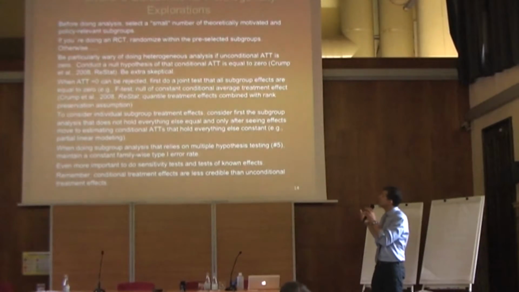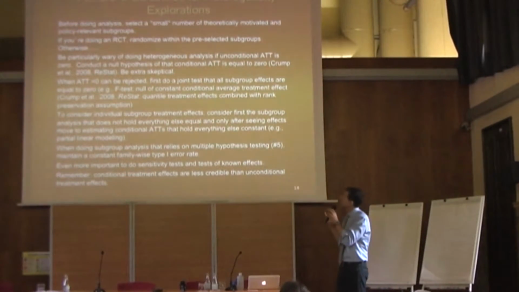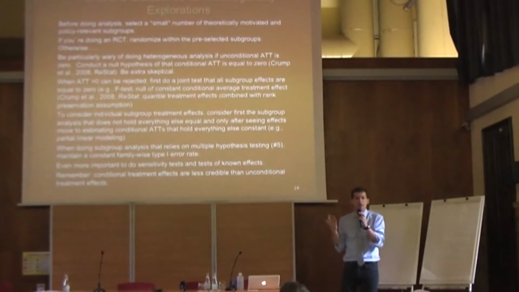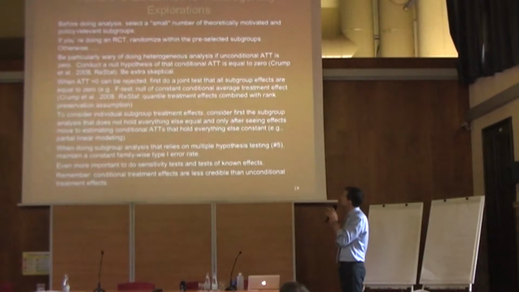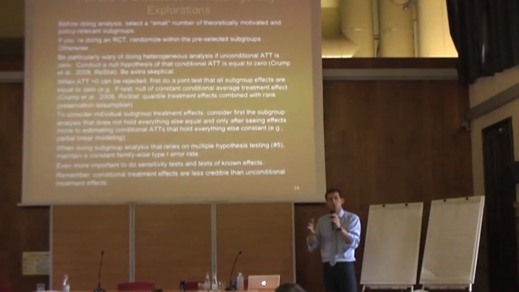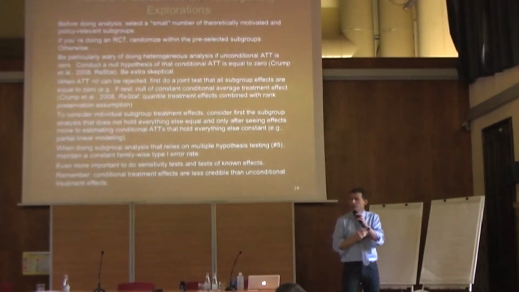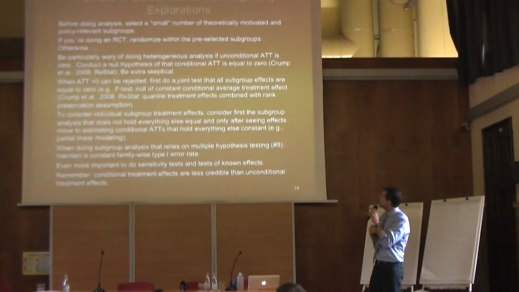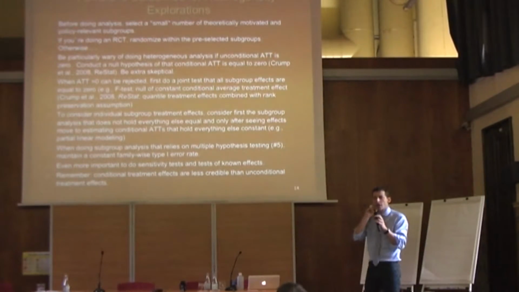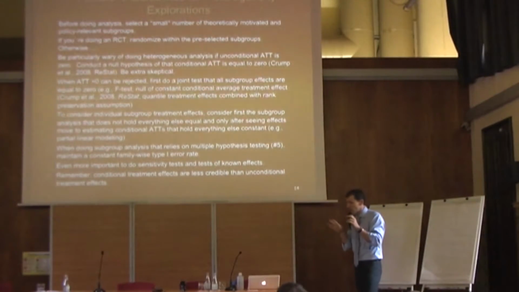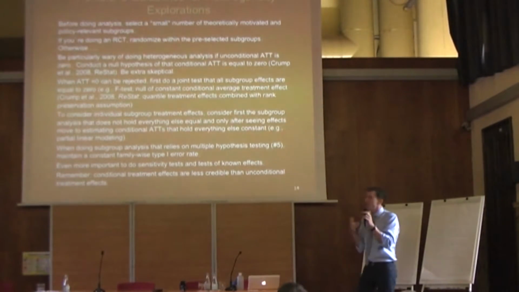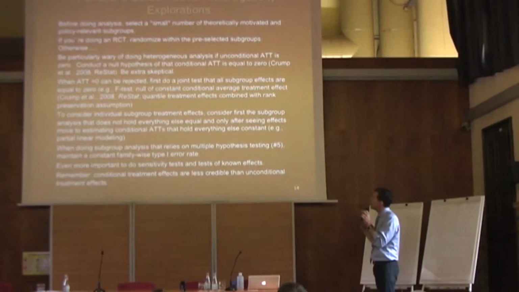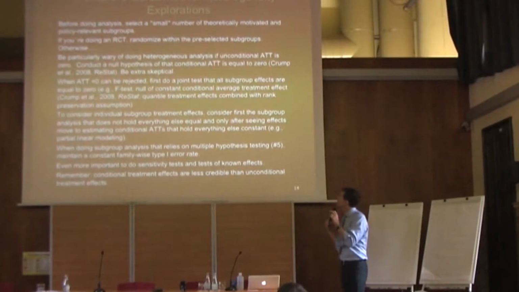If you're doing an RCT, try to randomize within the pre-selected subgroups, but a lot of us are not doing RCTs, we're not on this luxury. Otherwise, be particularly wary of doing heterogeneous analysis if you have the unconditional, I'm assuming most of you are estimating the average treatment effect on the treated, usually that's the most relevant and easiest to do, when it's 0. And if you're going to do that, if you've got a 0 average effect, you're saying that maybe for some subgroups, this program is effective. You want to try to do some kind of null hypothesis of a conditional ATT equal to zero.